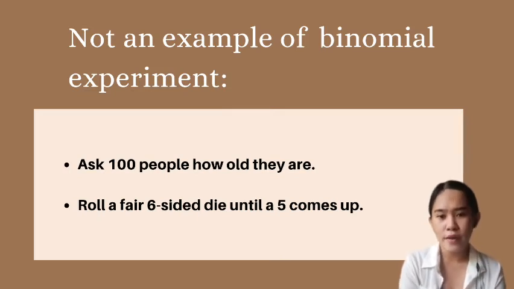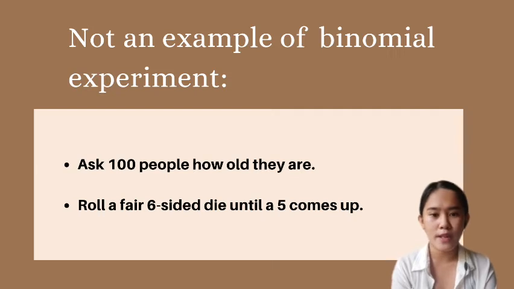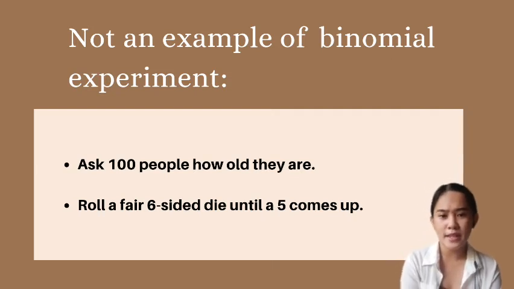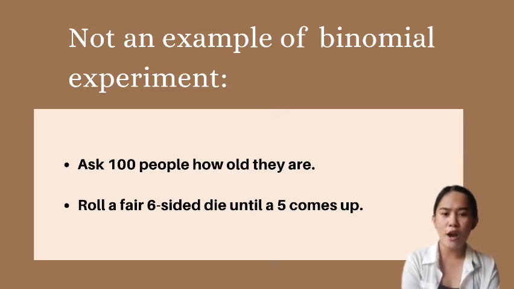Next, roll a fair 6-sided die until a 5 comes up. Why is this not an example of binomial experiment? This is not an example of binomial experiment because there is not a predefined n number of trials. We have no idea how many rolls it will take until a 5 comes up.